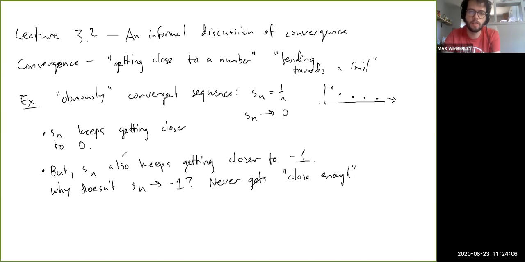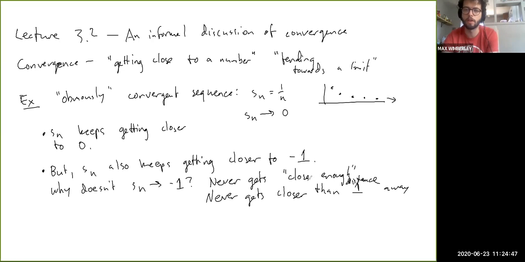But similarly, Sn keeps getting closer to -1 over a million, but it still doesn't actually converge to -1 over a million, because it stops at 0. So it never gets closer than distance one away. And the same thing would be true for -1/1,000,000. Sn would never get closer than a distance of 1/1,000,000 away from that proposed limiting value.